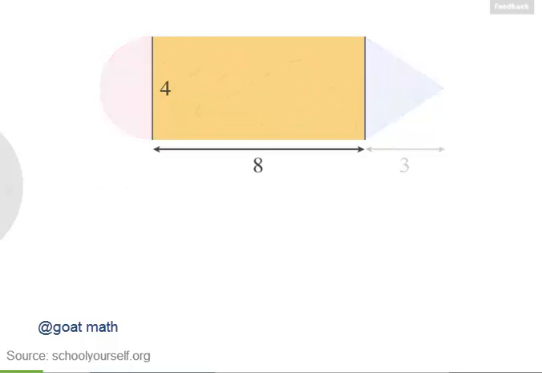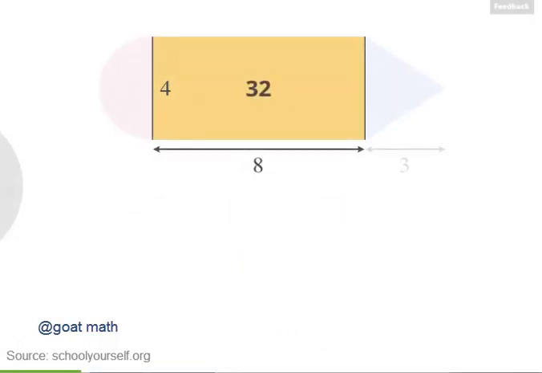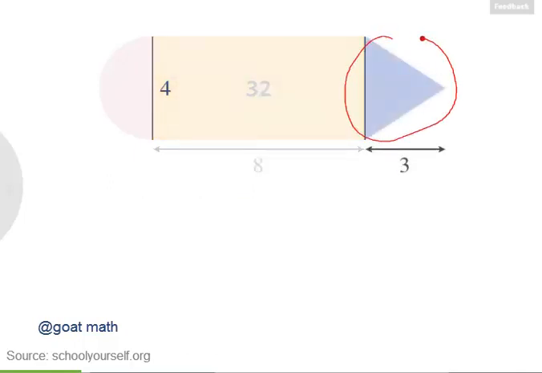We'll start with the rectangle. Can you calculate its area? Exactly, the area of this rectangle is 4 times 8, or 32. Next, let's look at the triangle over here. This side of the rectangle has length 4, which means this side also has length 4. So our triangle has a base of 4 and a height of 3.